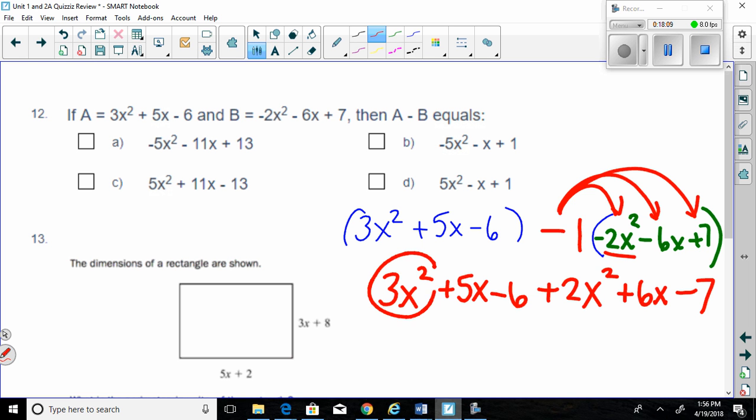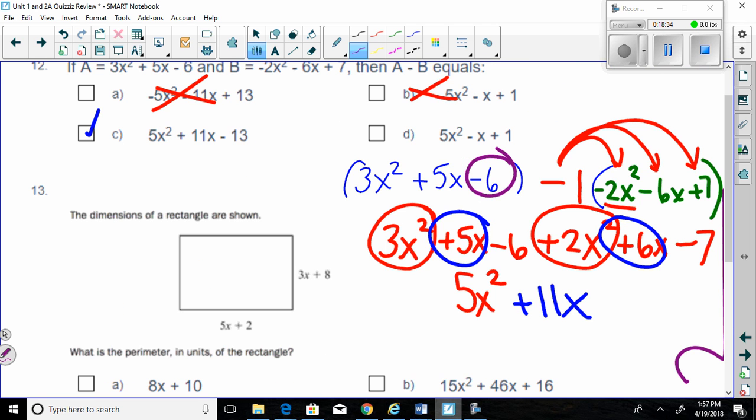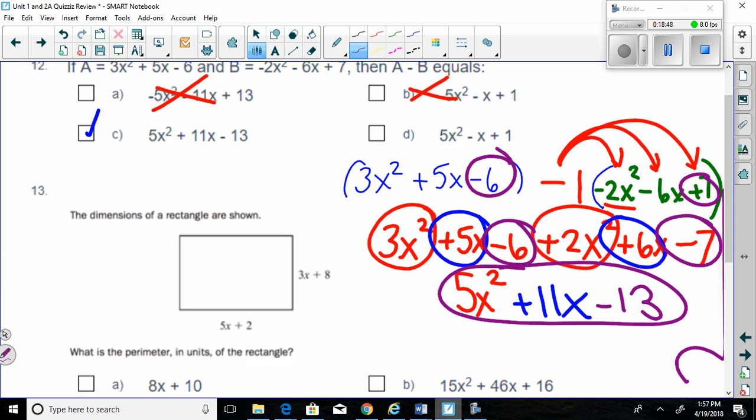Now let's just combine like terms. So what's 3x squared plus 2x squared? 5x squared. We don't add the exponents, only when we multiply, right? So which one doesn't have 5x squared? A and B. Then we have 5x and 6x. We get 11x. So right away we know C's got to be the answer, but I'm just going to finish it off anyways. And negative 6 and 7, what do you end up getting? Negative 13. Sorry. Negative 6 and negative 7 is negative 13. So this is your answer.